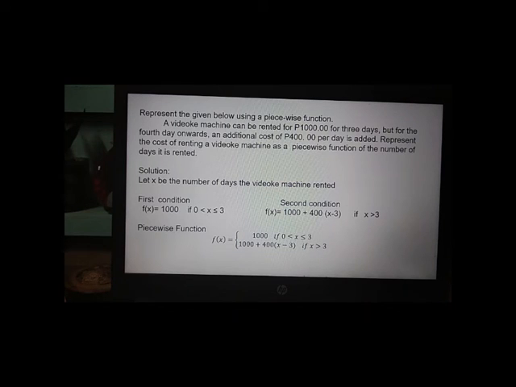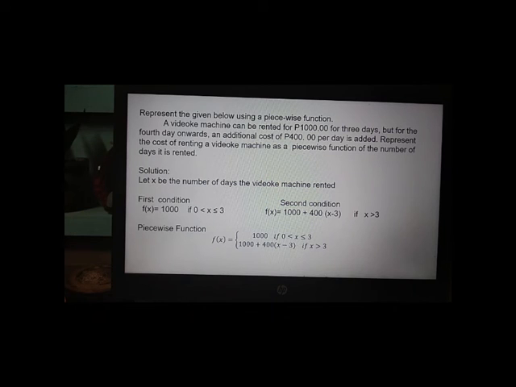The first condition is that if you're going to rent the videoke machine, that is your X. Given the condition, if your X is greater than 0 but less than or equal to 3, then you're going to pay 1,000 pesos. The second condition is if your X is greater than 3, then you will have this formula: 1,000 plus 400 times X minus 3.